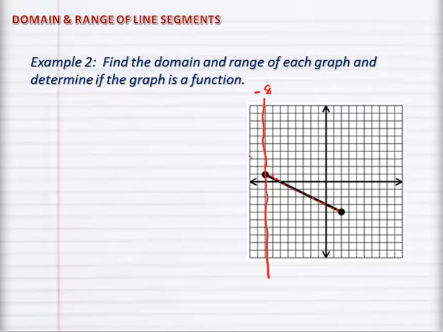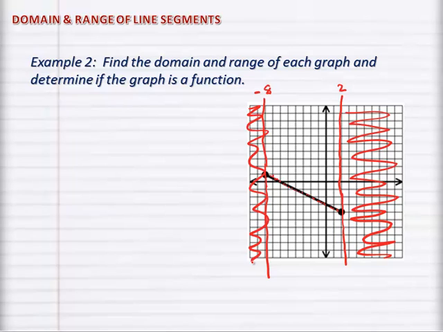Alright, and now I'm going to go to the right of the graph, and I'm going to work my way back until I come across the edge of the graph, which is right here, the edge of our line segment. And that point is where x is positive 2. So there's nothing out here to the right. There's nothing over here to the left. All of our points, or all of our graph, is in between these two lines.